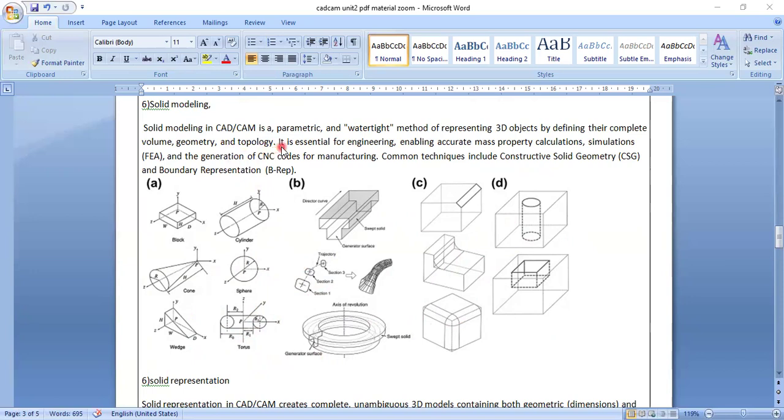Solid modeling in CAD/CAM is a parametric situation. It is a watertight method for representing 3D objects by defining their complete volume, geometry, and topology. Here you can see volume. We are concentrating on the volume, not the external. We are concentrating on the internal volume. In figure A, they have some volume. In figure B, they concentrate on the volume. In figure C, the internal geometry and internal volume are shown. We are not bothered about external things.